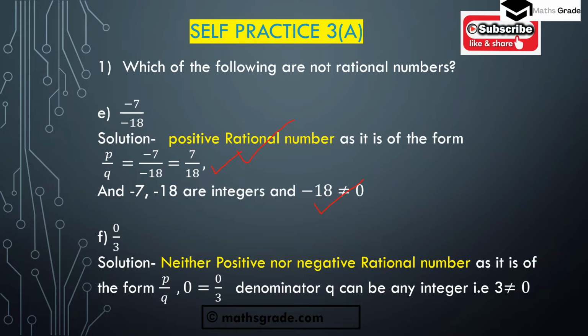F, 0 divided by 3. 0 divided by 3 is neither positive nor negative rational number as it is of the form P divided by Q, where we can write 0 as 0 divided by 3 and denominator can be any integer but it is not equal to 0. So 0 divided by 3 is a rational number and which is neither positive nor negative rational number.